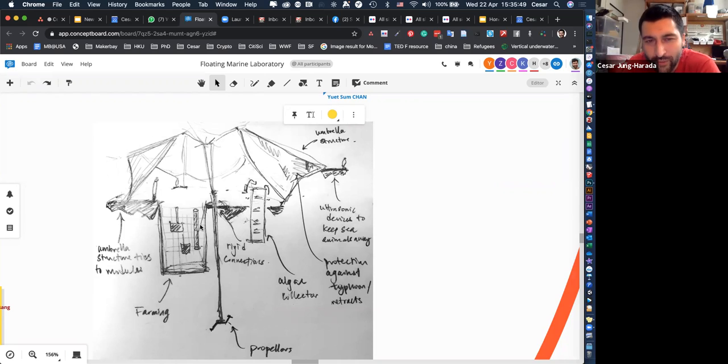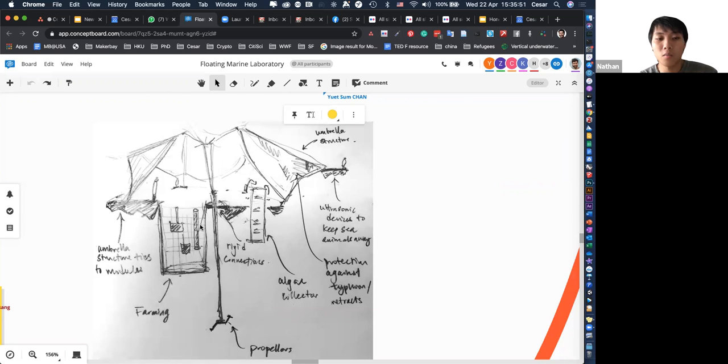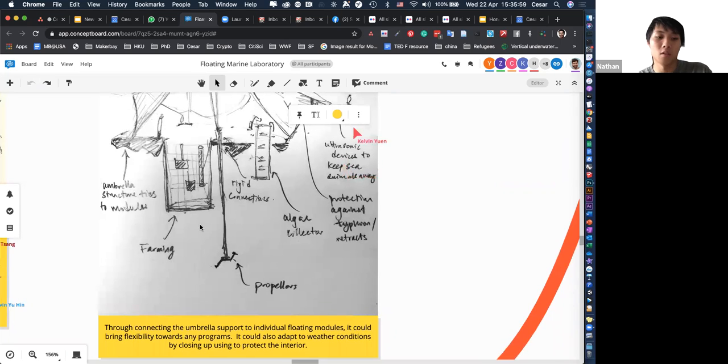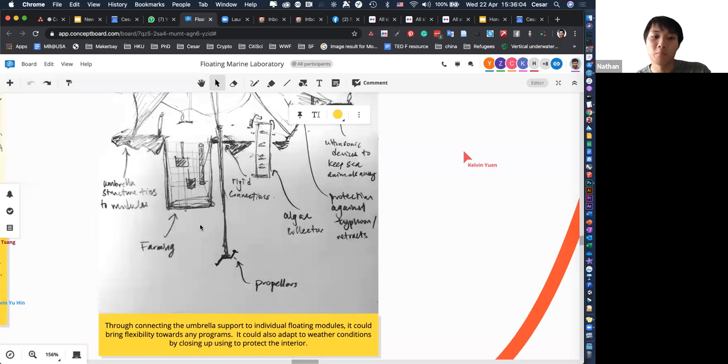Yeah. So basically when it opens, I'm imagining that the structure of the umbrella becomes the connection points to the different modules or prototypes around the umbrella, so that we could put in different functions. And when the typhoon comes, I'm imagining that it could close as well, to act like a shelter for the ecology within.